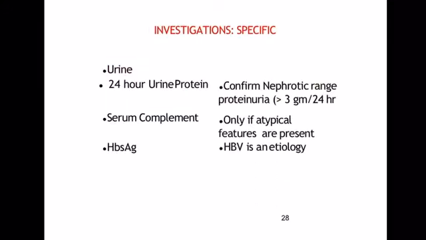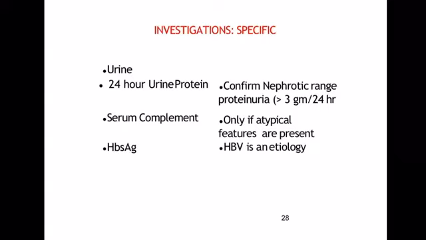Now, specific investigation. We have got a rough idea about the investigation. Now we have to go for the specific test. So 24-hour urine protein confirms the range of the proteinuria, because in nephrotic syndrome we get more than 3 gram per 24 hours of protein loss. So we have to collect the 24-hour urine and measure the total protein from it.